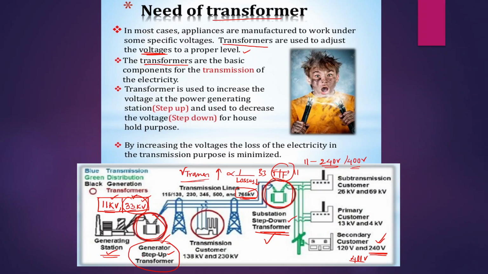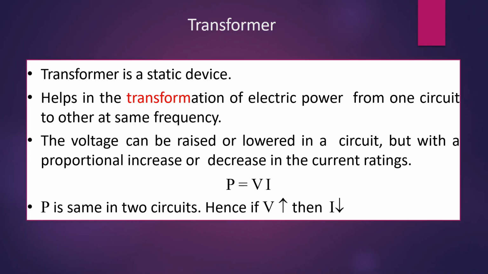Okay, so now let us see the transformer. A transformer is a static device. As I discussed earlier, we are going to see induction machines and DC machines. These two machines have a rotating part called the rotor. It is a mechanically rotating part. But our transformer doesn't have any rotating parts. That's why it is a static device.